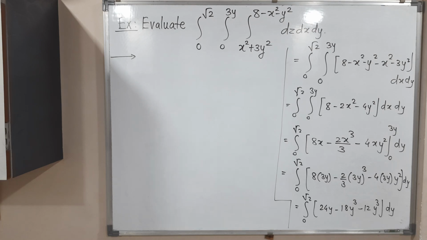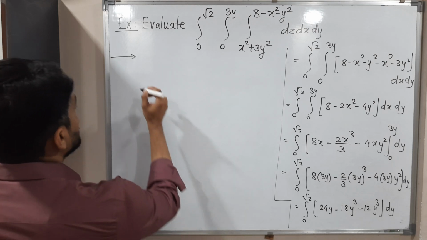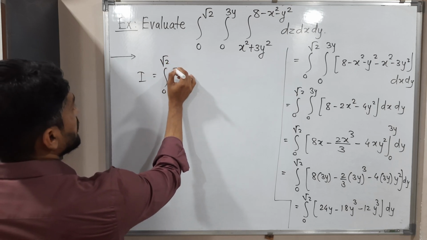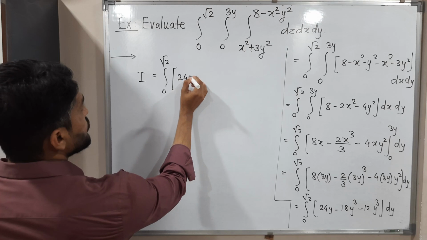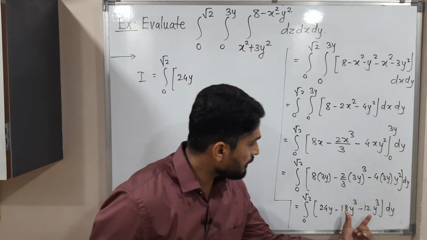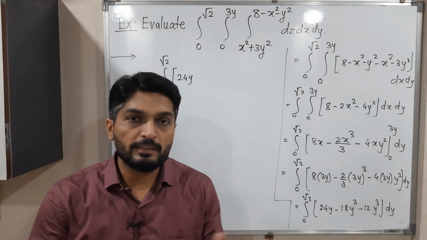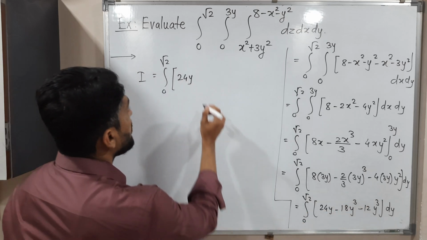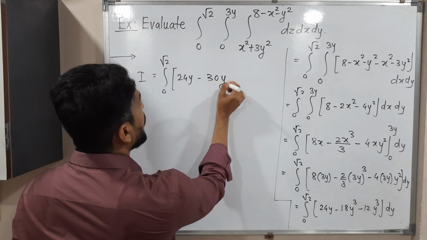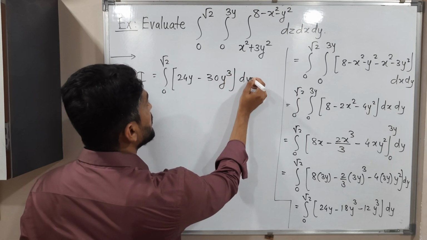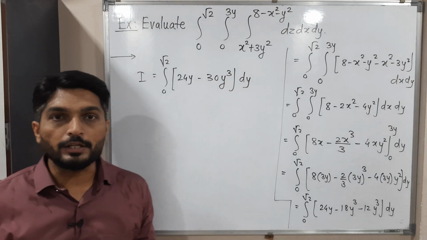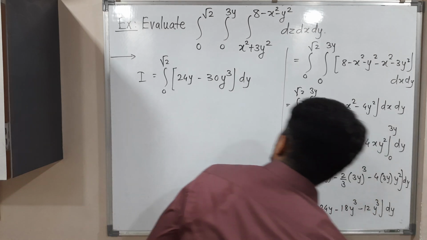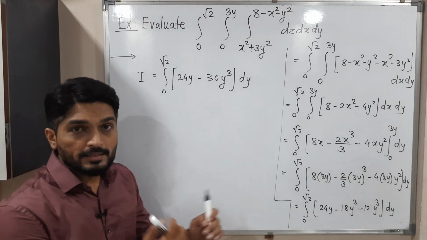So let us continue. Okay, so I is equal to, let me think, can we do anything further? So 24y is as it is, I will keep. See, we have 2 terms of y cube. So definitely we can add, subtract. Minus 18, minus 12, minus 30. So it is minus 30y cube dy. Okay, so now just outer integration is remaining, which is with respect to y. Let us simplify. Minus sign is there. So separate integration.